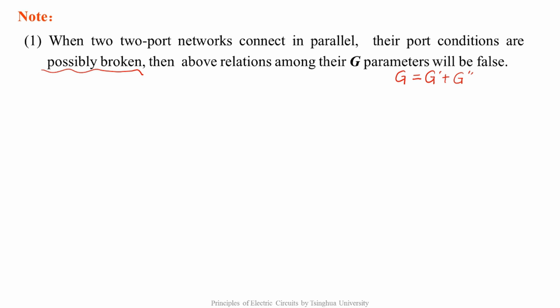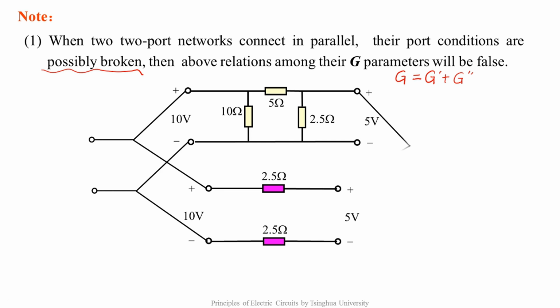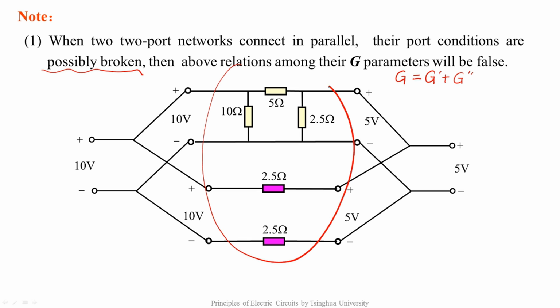Look at a simple example. This is the first two-port network, and this is the second two-port network. Connect their inputs and outputs in parallel to get a composite two-port network. The port voltages are still 10 volts and 5 volts. Let's analyze the voltage-current relationships of the branches before and after the parallel connection, and examine whether their port conditions are broken after the parallel connection.